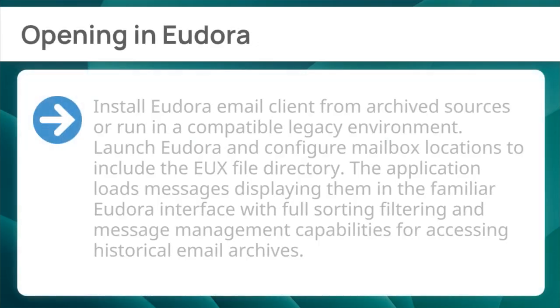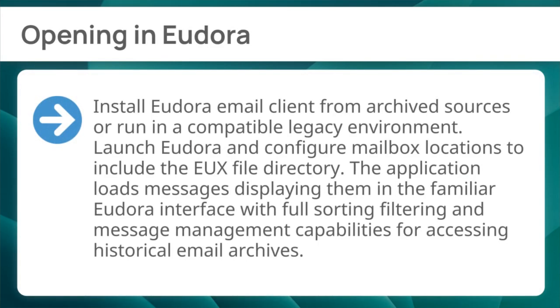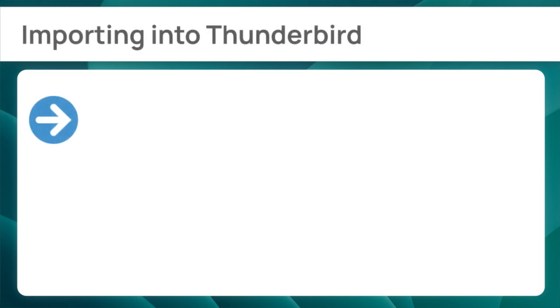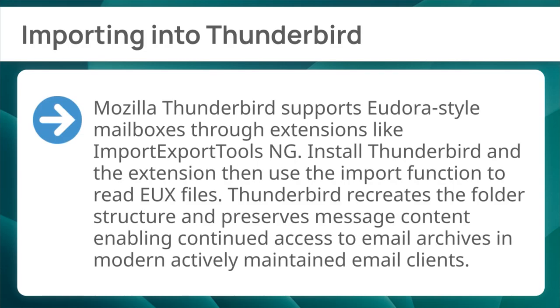First, opening in Eudora: install the Eudora email client from archive sources, or run it in a compatible legacy environment. Launch Eudora and configure mailbox locations to include the EUX file directory. The application loads messages, displaying them in the familiar Eudora interface with full sorting, filtering, and message management capabilities for accessing historical email archives.